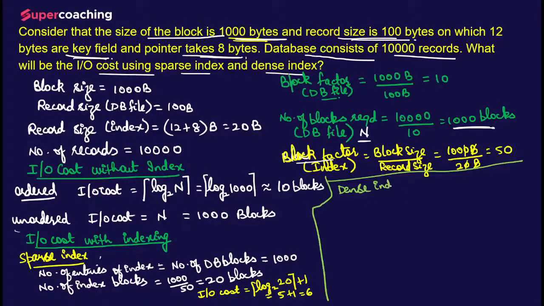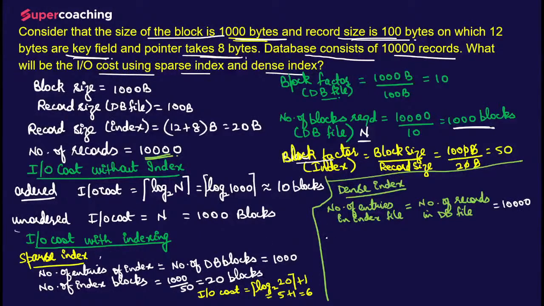Dense index means how many entries will come in the index file? Corresponding to each and every record there will be an entry. So the number of entries in the index file is equal to the number of records in the database file. And how many records are given in the database file? It's given in the question, we have 10,000 records. So here we'll be getting 10,000.